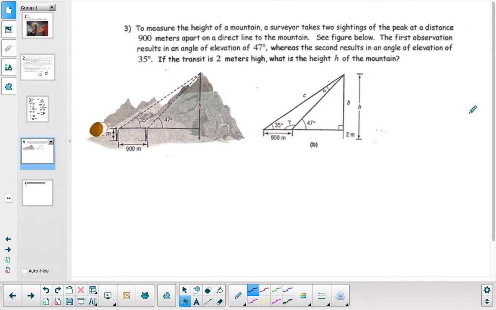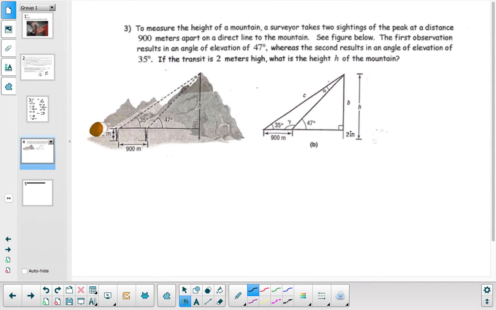All right, story problem time. To measure the height of a mountain, a surveyor takes two sightings of a peak at a distance of 900 meters apart on a direct line of the mountain. See figure below. The first observation results in an angle of elevation of 47 degrees, so this one right here, whereas the second results in an angle of elevation of 35 degrees. If the transit is 2 meters high, what is the height of the mountain?